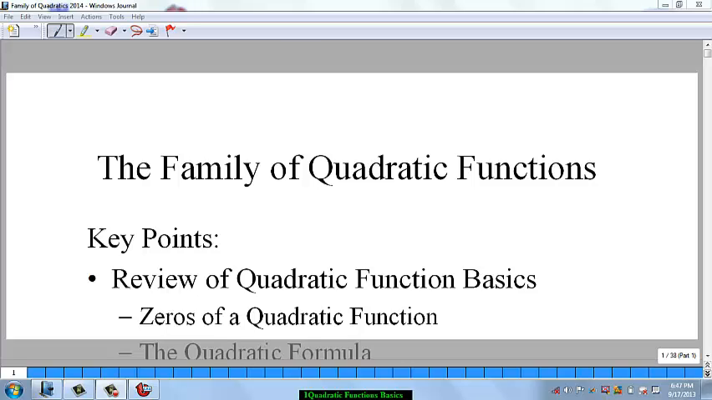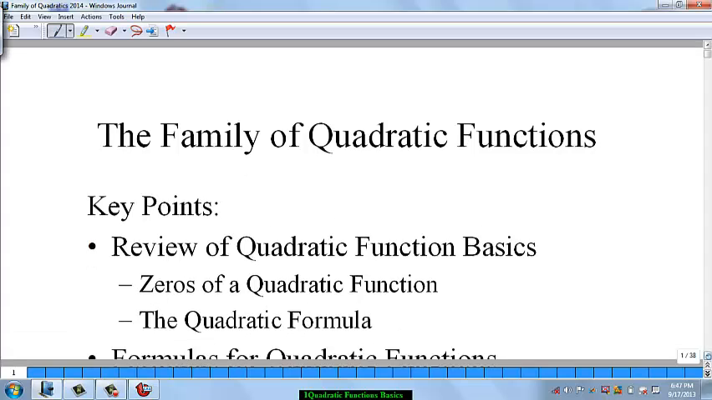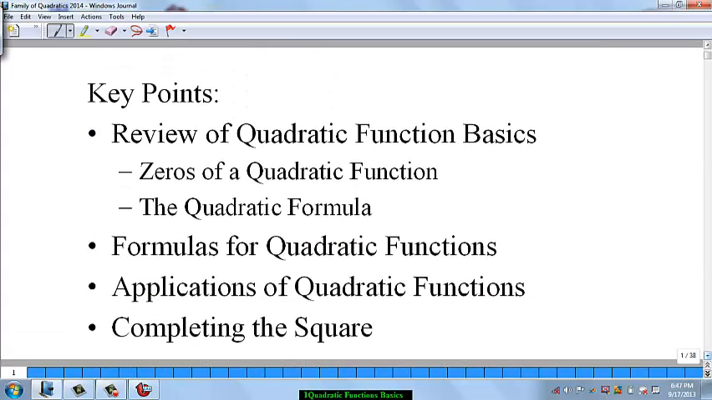We're going to talk about the family of quadratic functions, and we're going to do the basics. We're going to review the zeros of a quadratic function that you've known as roots all these years, but they're also known as zeros because we always put y equals 0. We're going to talk about the quadratic formula to find roots or zeros. We're going to talk about all the different formulas for quadratic functions. There's 3 different forms that we use. We're going to do a lot with applications, and we're going to do something we call completing the square.